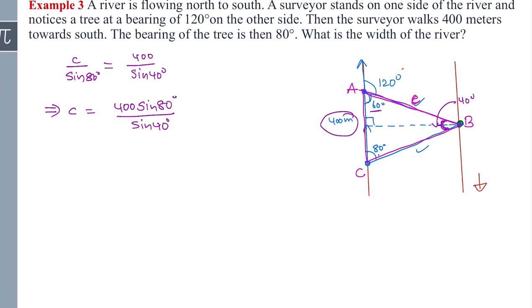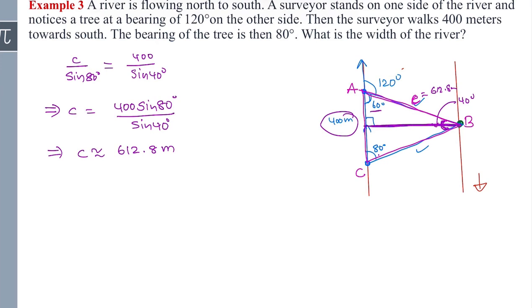And then if we put this into the calculator, we are going to get C is approximately equal to 612.8 meters. So that is this side C. Okay, so this is 612.8 meters. But our question is to find the width of the river, or this side, or this length.